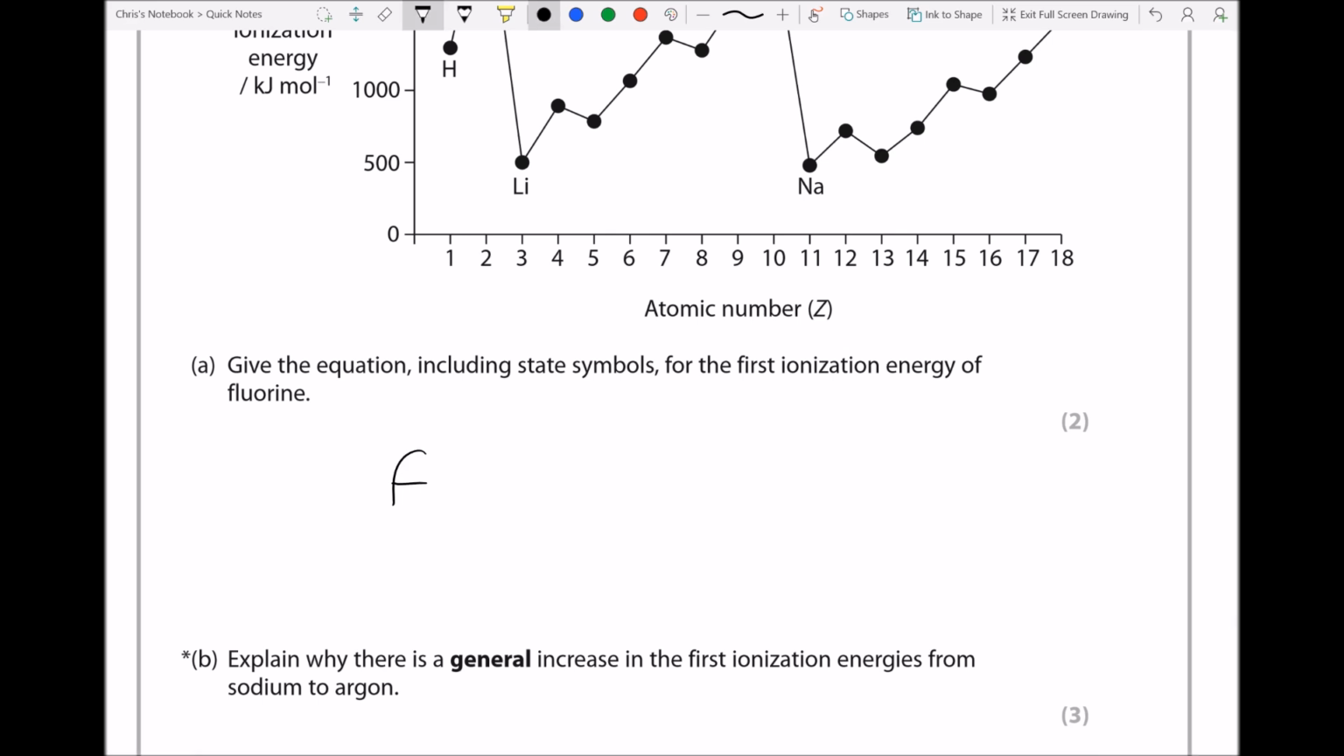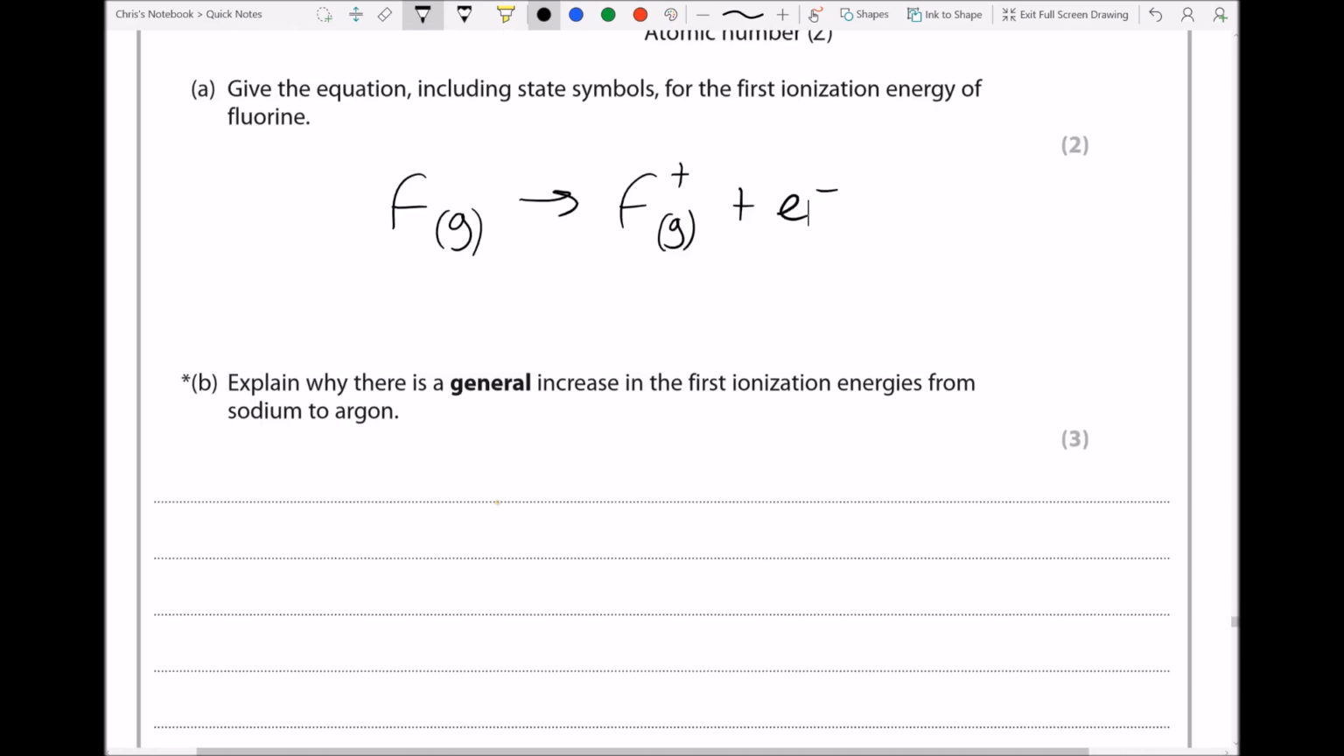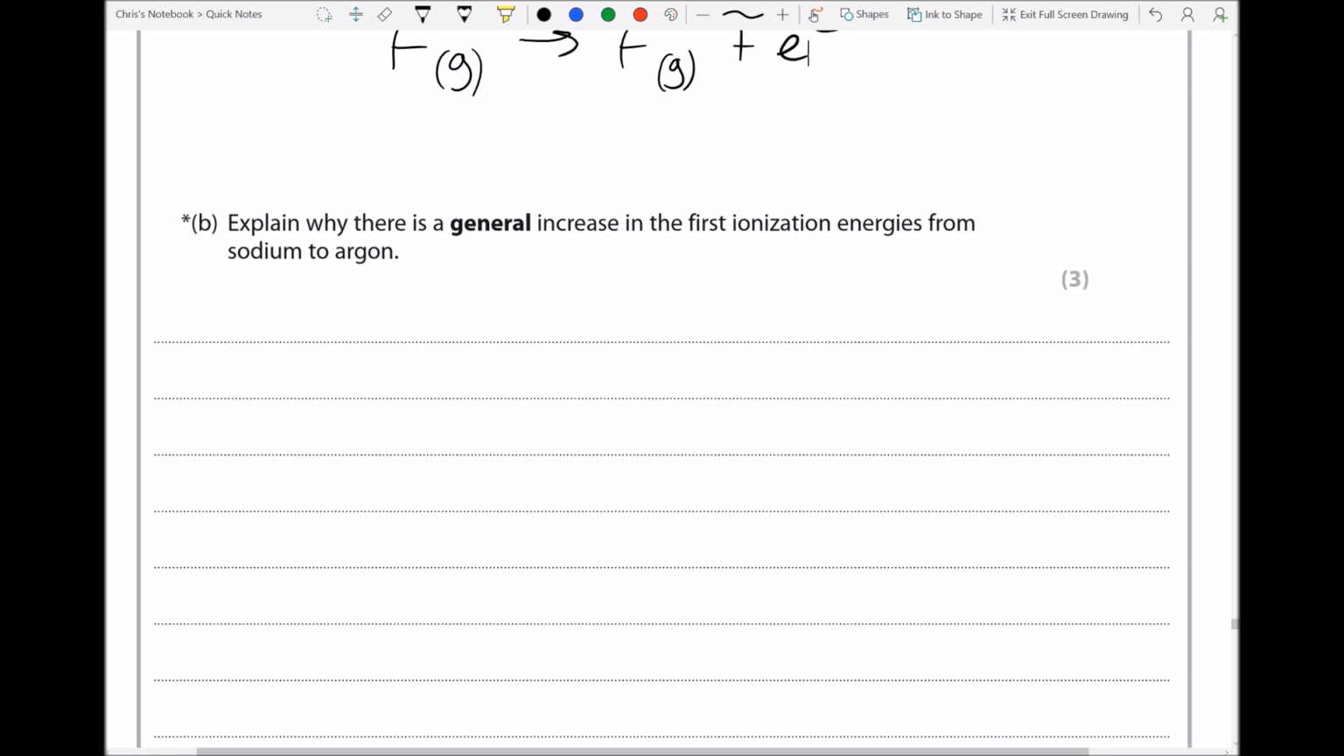So this is obviously going to be fluorine. It's all in the gaseous state, which makes it a little bit easier. We're going to remove an electron. Now, when we remove an electron, we obviously form a positive ion. And obviously, we're going to form an electron as well. So you get 2 marks for this. 1 mark for the state symbols and 1 for the actual full equation. Okay. And part B. Explain why there is a general increase in the first ionization energies from sodium to argon.